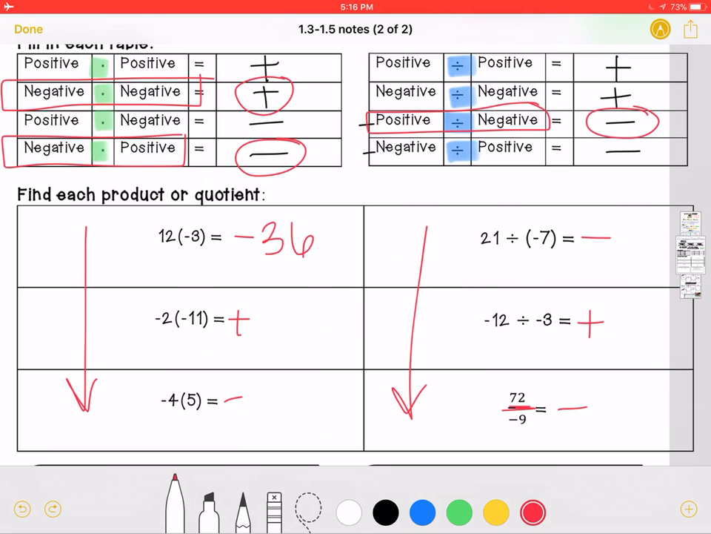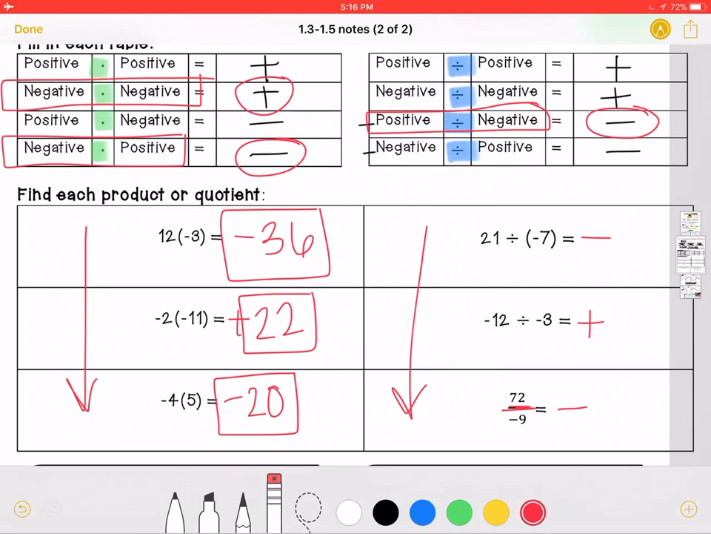-2 times a -11 should give us a positive 22. Do you need that plus sign for it to be shown positive? No, it doesn't have to be there, okay? Next one, -4 times a positive 5. 4 times 5 is 20. We already determined it should be negative, so -20. So we have our first row done. Let's move on to our next.